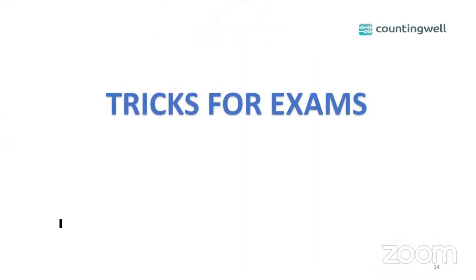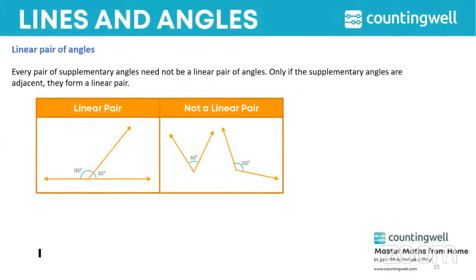Let us see some tricks for the exams. Let us see for linear pair of angles. Note that every pair of supplementary angles need not be a linear pair. Only if the supplementary angles are adjacent, they form a linear pair. Remember that for linear pair of angles, there must be two conditions satisfied. First condition is that they should be adjacent to each other, and the second condition is they should be supplementary.